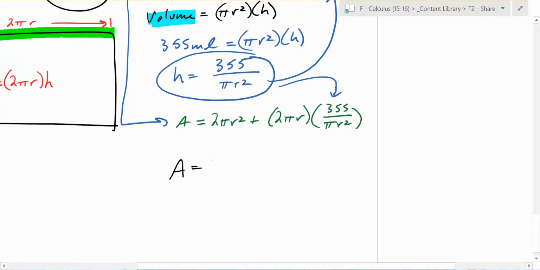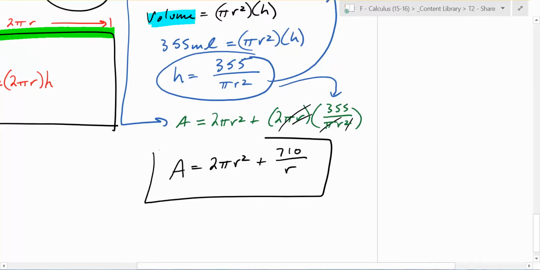A equals 2 pi r squared. What cancels there? Pi and one of the r's, right? So you get what? Plus 710, not 760, thank you. Over what? Over r. So there's our area function. Nice.